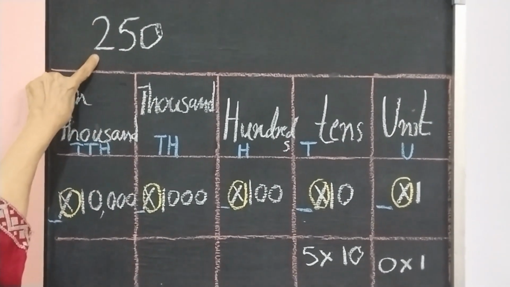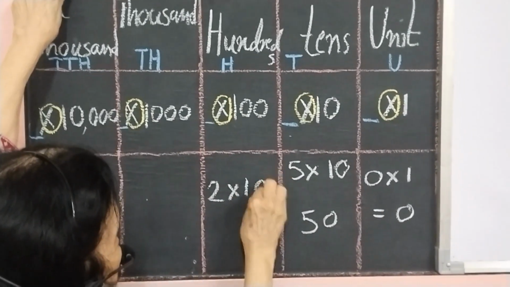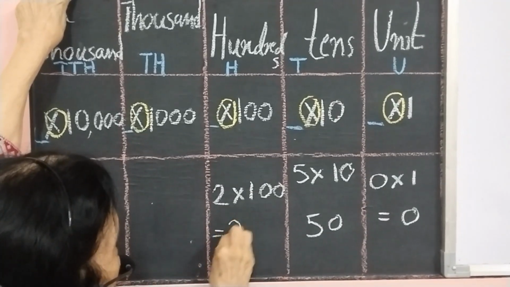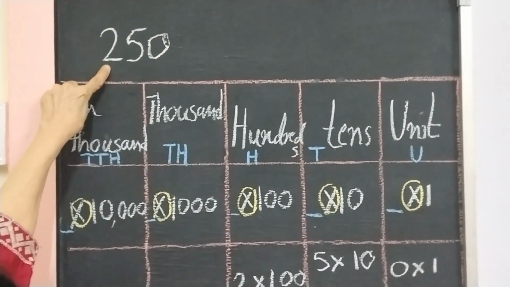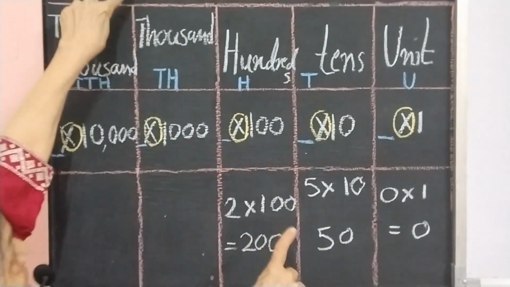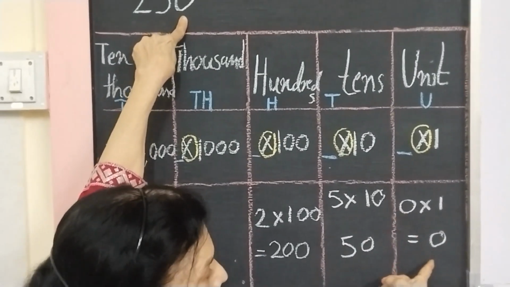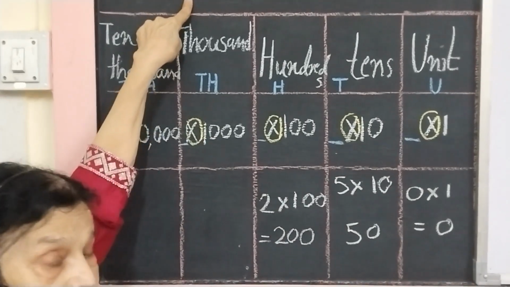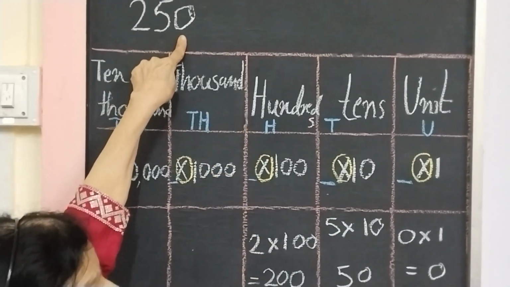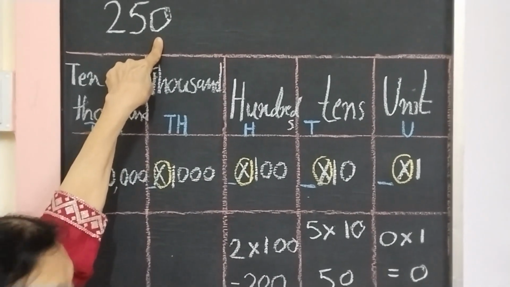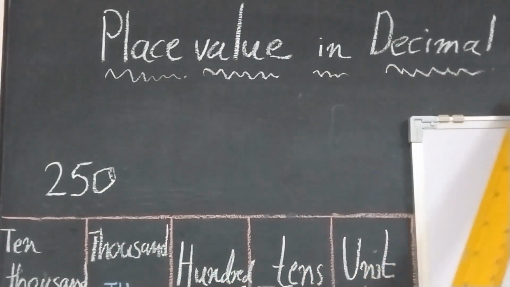Then comes next number which is 2. So 2 into 100, this 100, so makes it 200. So we write the place value of 2 is 200, the place value of 5 is 50, and the place value of 0 is 0. That's what we have already done. This was just a revision. Now we have to come on the place value in decimal fraction. Today we have to find place value in decimal fractions.